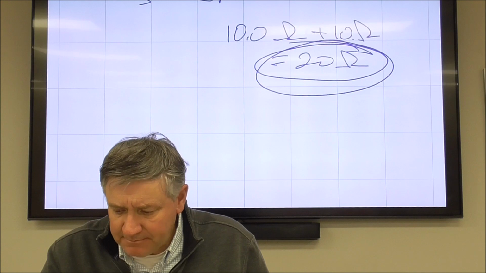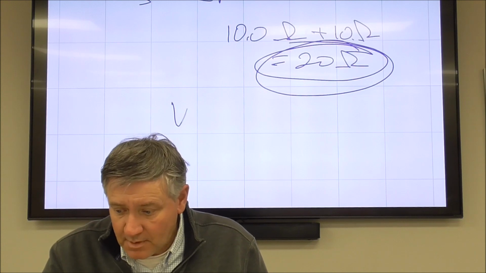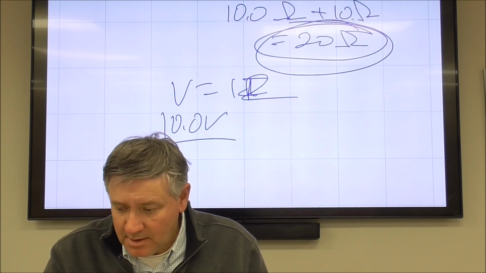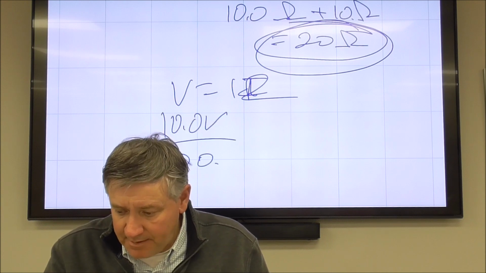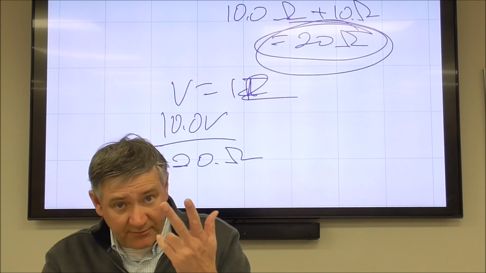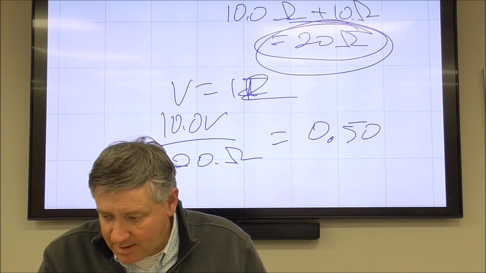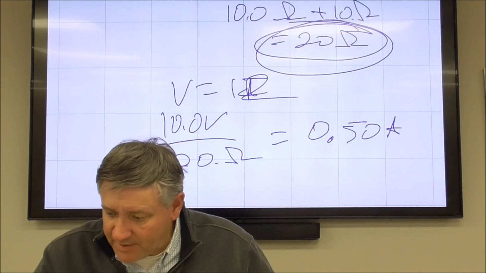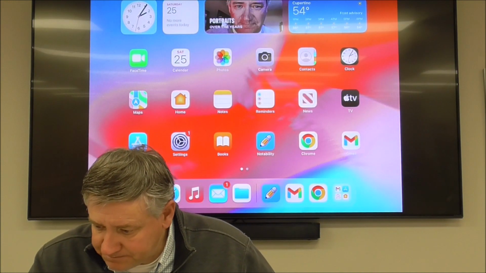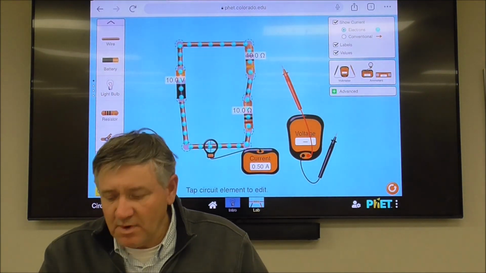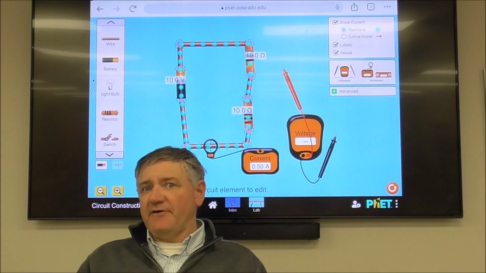So what's going to happen now, because we have the equivalent of a 20 ohm resistor, is if you verify it, I've got a 10 volt battery, and I divide that by the equivalent of a 20 ohm resistor, I get a half an amp. So now if I go back to this program, notice that that's what that current is. That's a half an amp.